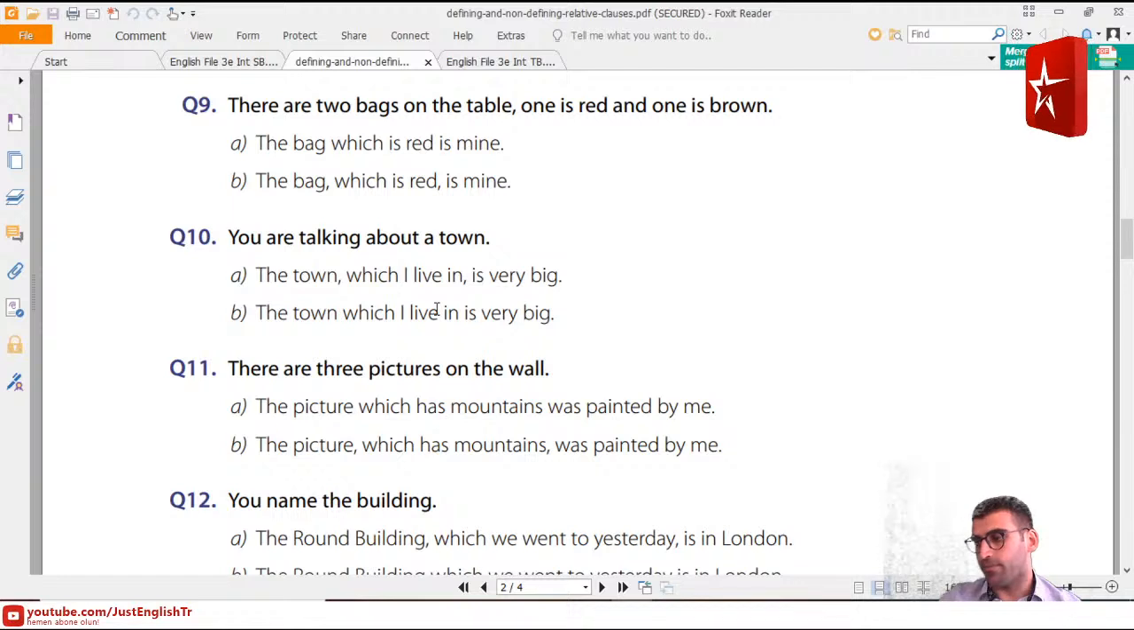Question number 10. You are talking about the town. The town which I live in is very big, with a comma, and without a comma. Which one should we use here? A or B?